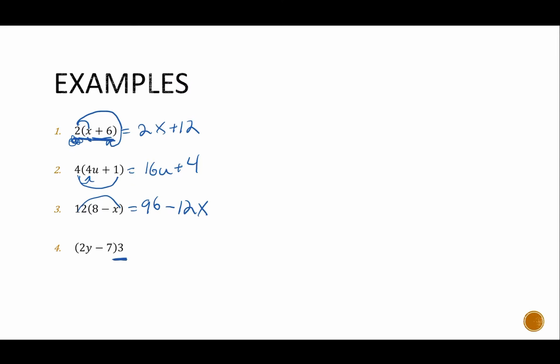Here, for some reason in the ALEKS homework, they put the constant on the end. I don't like that. If you're going to distribute, put the number in the front. So I'm going to rewrite this because my math professor brain can't quite handle that. So I've got 3 times 2y, which is 6y, and then 3 times a negative 7, which gives me a negative 21. So there's a few examples of distribution for you.